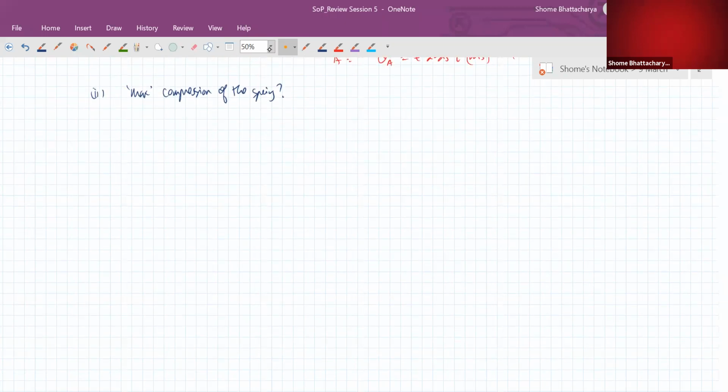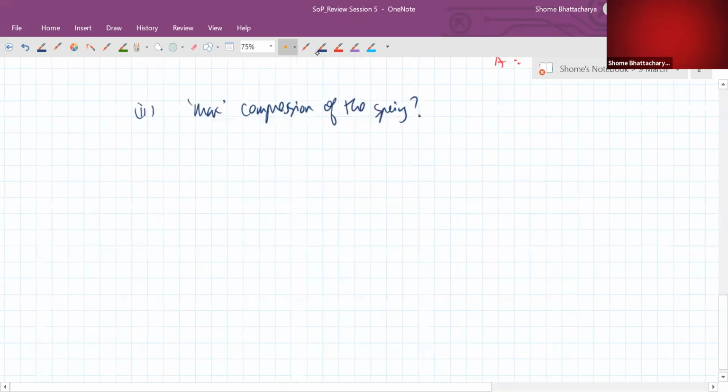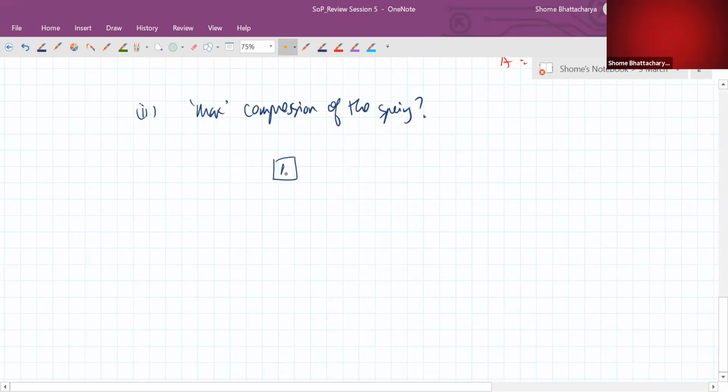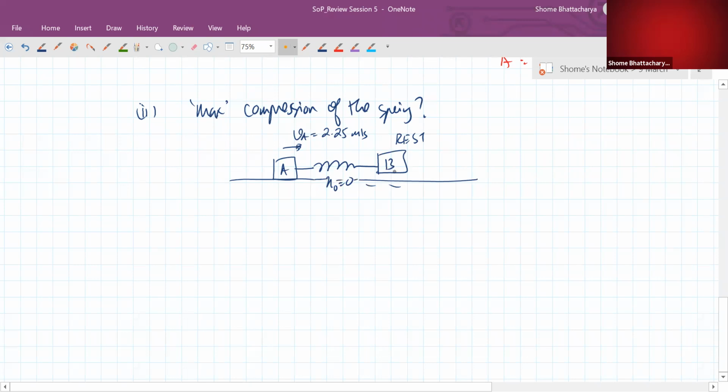Okay, so let's understand. For the maximum compression of the spring, what is happening is immediately after the impact, A is having this velocity, which we saw. X is 0 for the spring, and B is at rest. So after some time, the state of the system is like this, that now the spring is having a bit of compression.